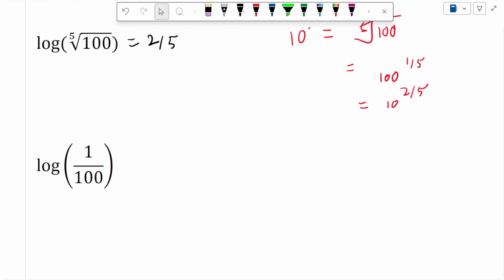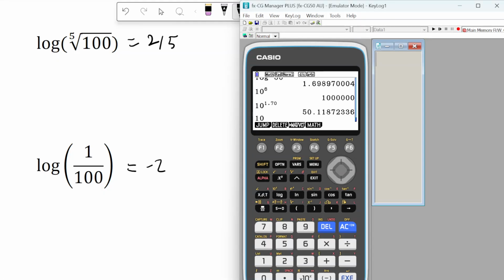Log of 1 over 100, this is going to be -2. Because if we look at it, 10 to the power of -2 would give you 1 over 100. We can just convert to the fraction there.